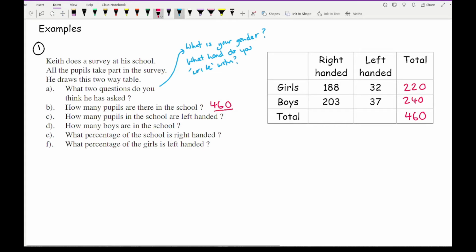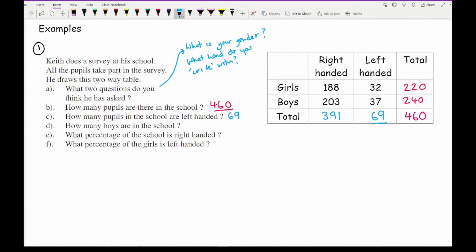Then obviously if I then go on to work out the rest, 188 plus 203 gives me 391, and 32 plus 37 gives me 69. So looking at question C, it says how many pupils in the school are left-handed? Well, that's going to be 69.